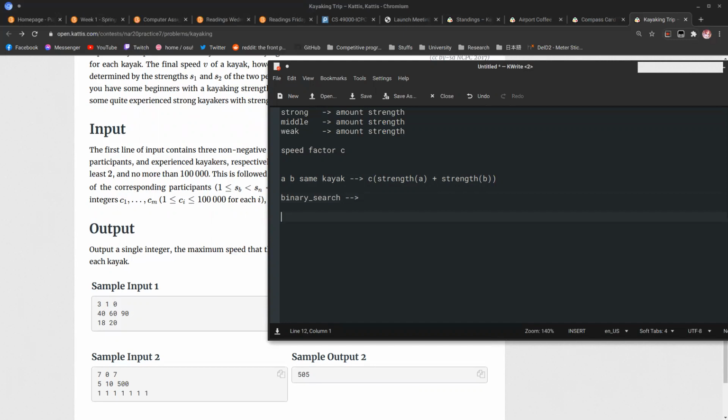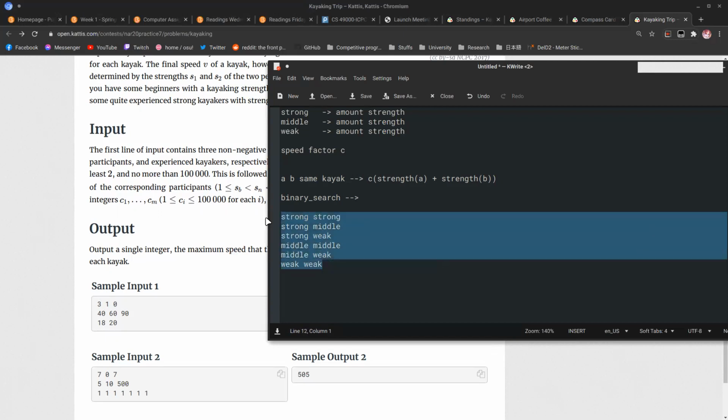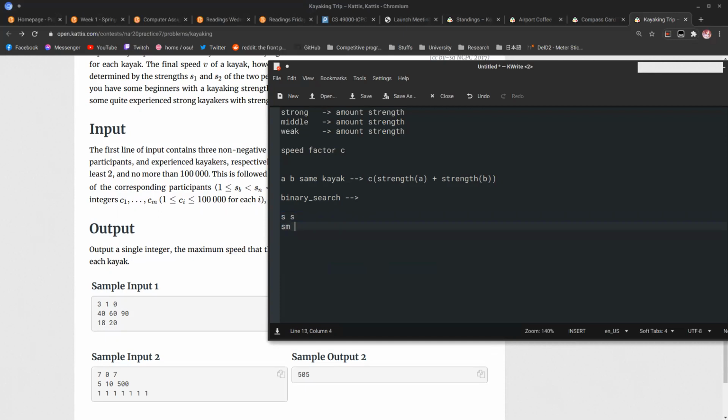So there are actually only six ways to distribute the kayakers. We can have a pair of strong-middle, strong-weak, middle-weak, and so on. Let's abbreviate this so that I can type faster: SM, S-weak, M-weak, and weak-weak.